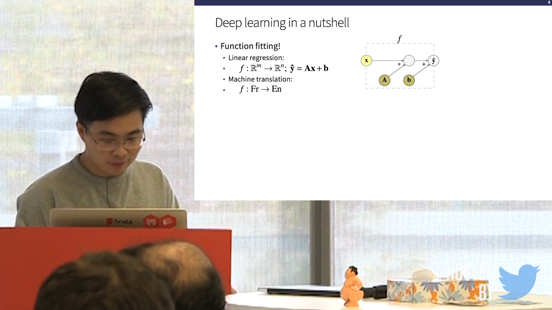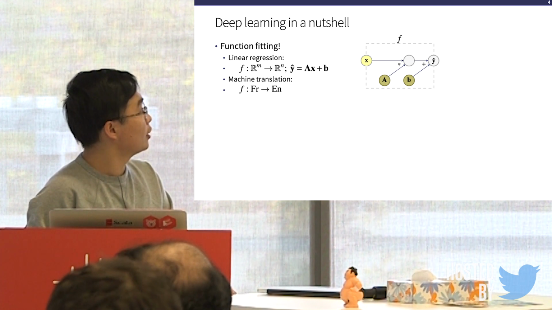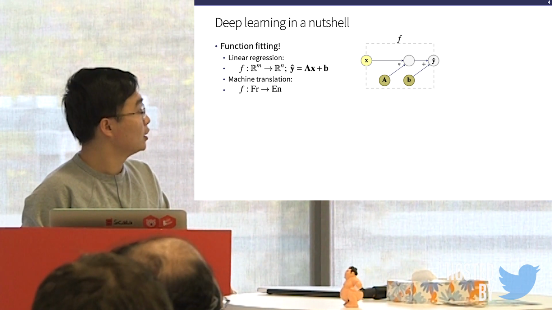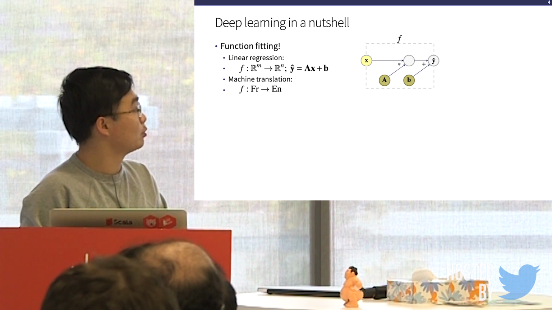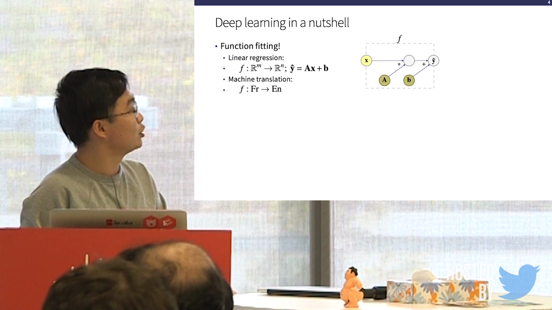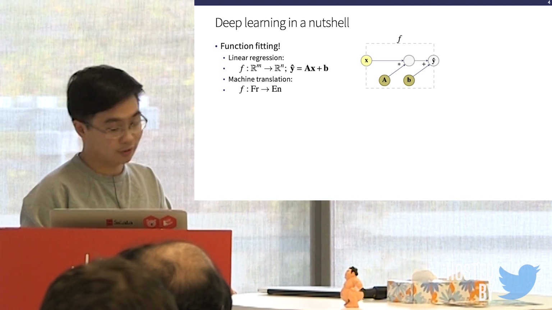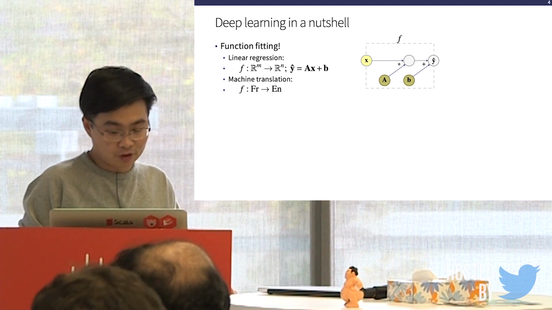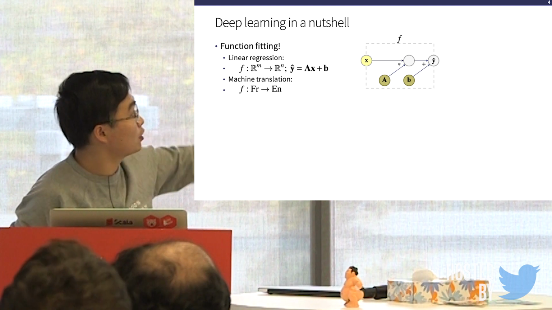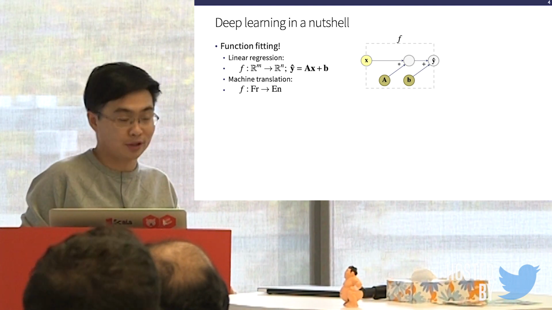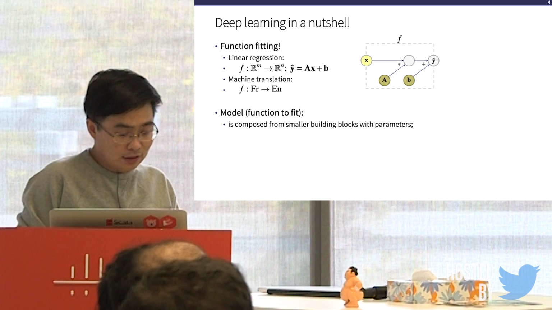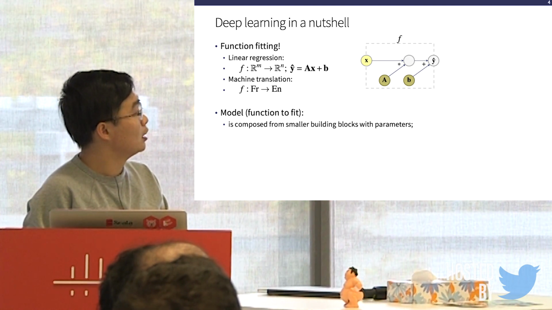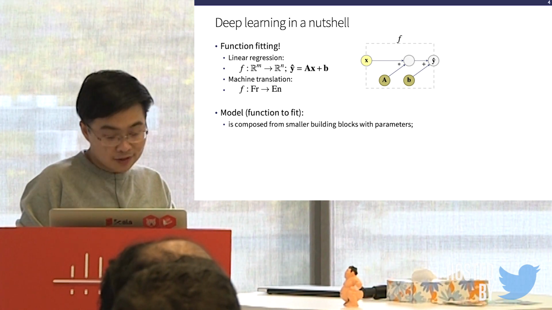Let's look at linear regression. This is the function f, where this thing is called a computation graph, where x is the input. You do a matrix-vector multiplication by the parameter A, and then you add the vector b to create y hat, the predicted y. That's the function f that we're trying to learn. In this function, we see that we have two parameters, A and b. So this model is composed from smaller building blocks with parameters, here multiply and add.